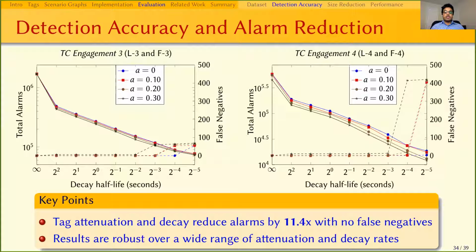In this slide, we show our detection accuracy and alarm reduction using a wide range of attenuation and decay rates. Using our techniques, we are able to reduce the number of alarms by 11 times without introducing any false negatives. Only very high values for tag attenuation and decay can lead to false negatives in our system.